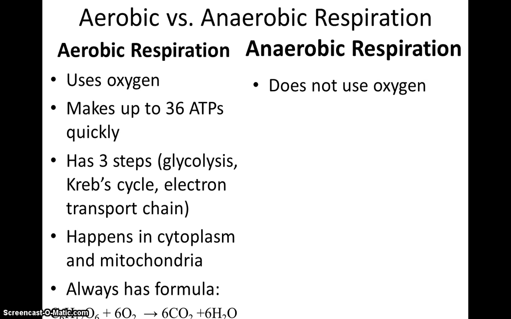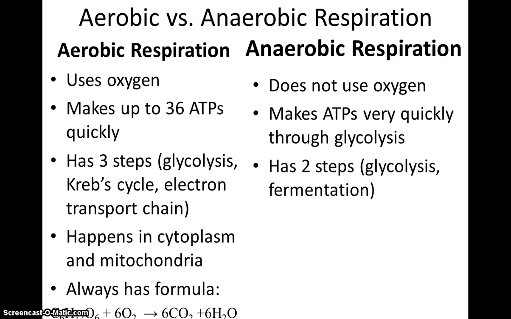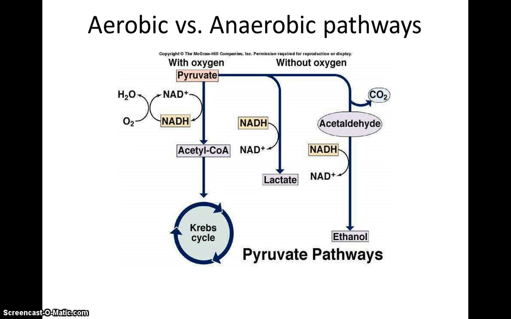Anaerobic respiration, on the other hand, is not going to use oxygen. It will make ATPs quickly, but it's only going to make 2 at a time through glycolysis. This only had 2 steps, just glycolysis and fermentation. And remember, there are 2 types of fermentation. This is only going to happen in the cytoplasm. I didn't mention this before, but you should know this because it's essentially glycolysis repeating in a slightly different way. So this is only in the cytoplasm. And the formula that you would give depends on the type of fermentation, whether it's lactic acid or alcoholic.